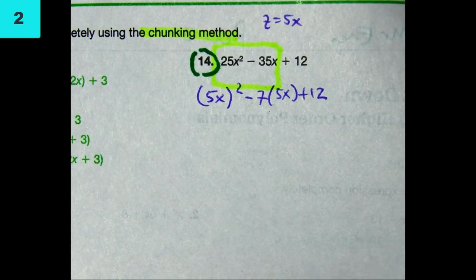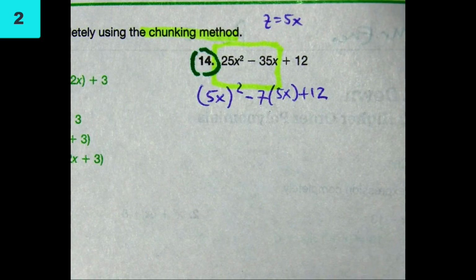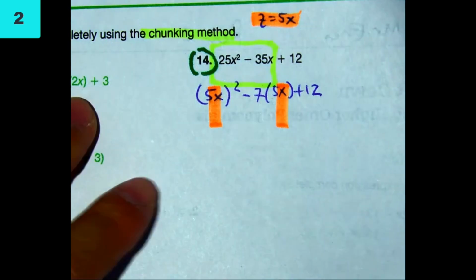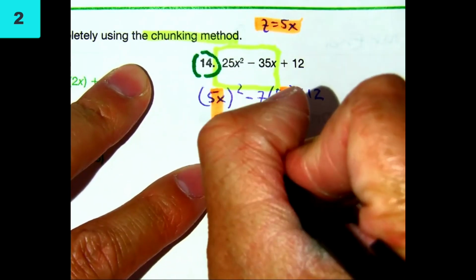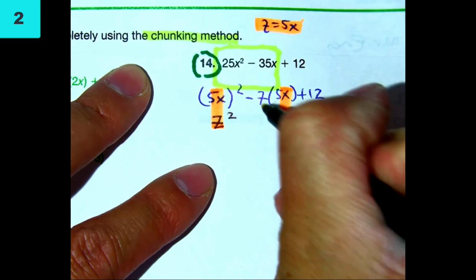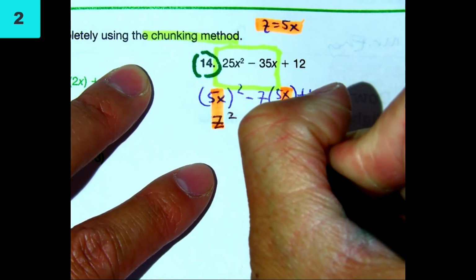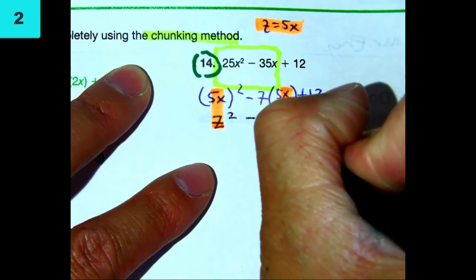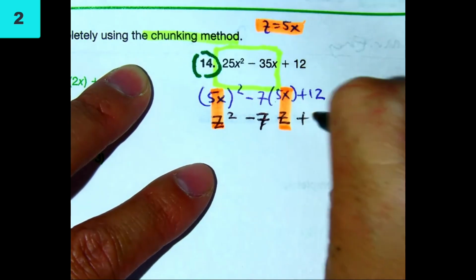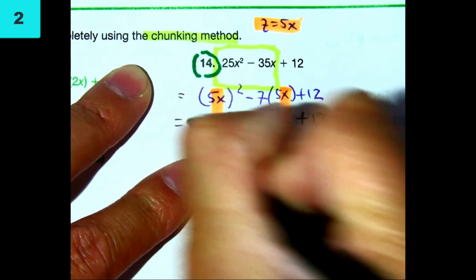Erica? Every time we see 5x, what are we going to write now? Okay, the first one we're going to write z squared. So let me get that there. Tell me what to write. Correct. Good job, Erica.